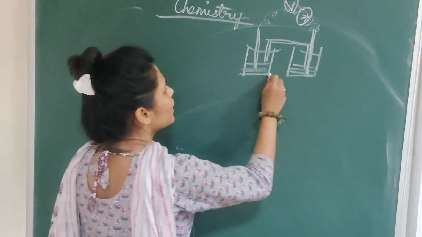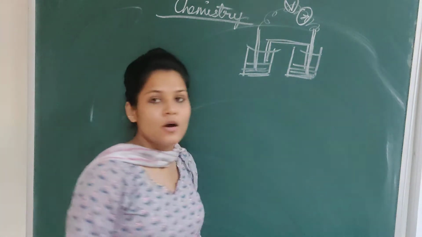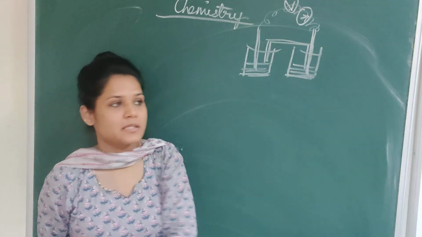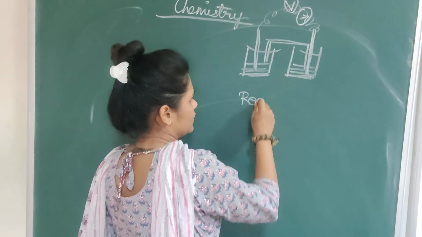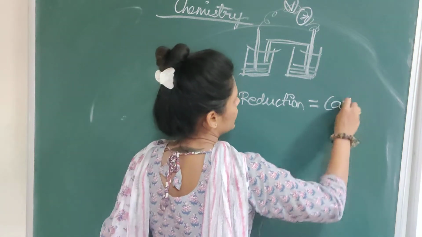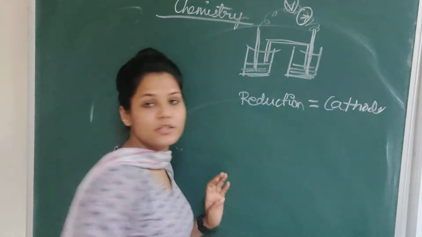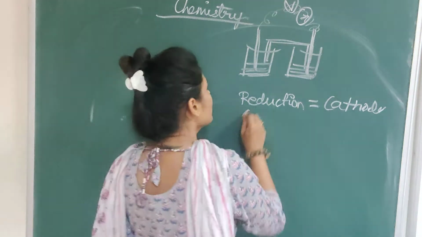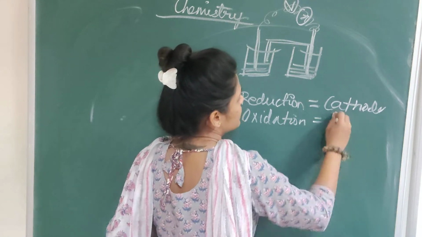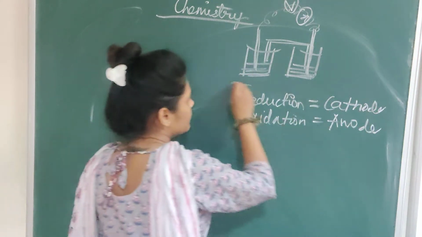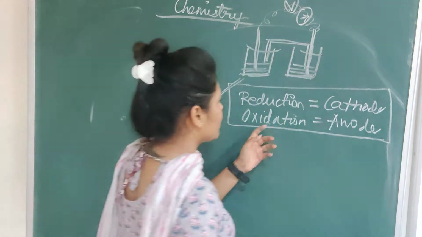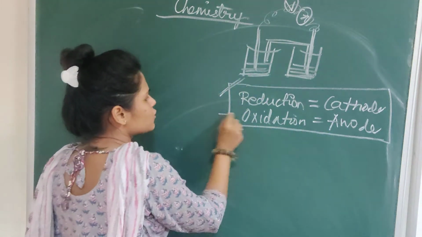So this is basically a cell. It is made up of two half cells. In one half cell, reduction takes place. In the other half cell, oxidation takes place. We already know that reduction takes place on which electrode? On the cathode. The electrode on which reduction takes place is the cathode, and the electrode on which oxidation takes place is the anode. This was given by IUPAC. You very well know this.